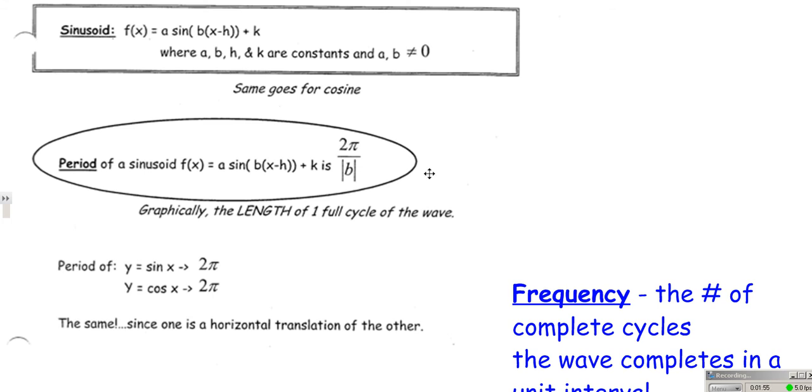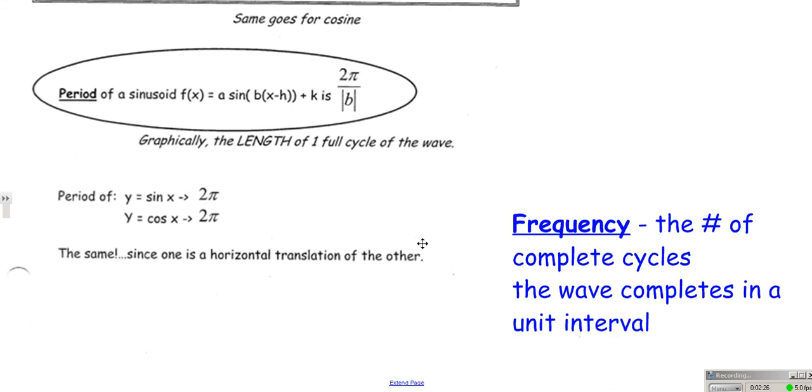To find the period of a sine function, we use this b coefficient right in front of the x, inside the sine function. If we take the original period, 2 pi, and divide it by the absolute value of that coefficient b, that gives us the period of our function, the length of one full cycle. Again, the period of sine of x and the period of cosine of x are both 2 pi.